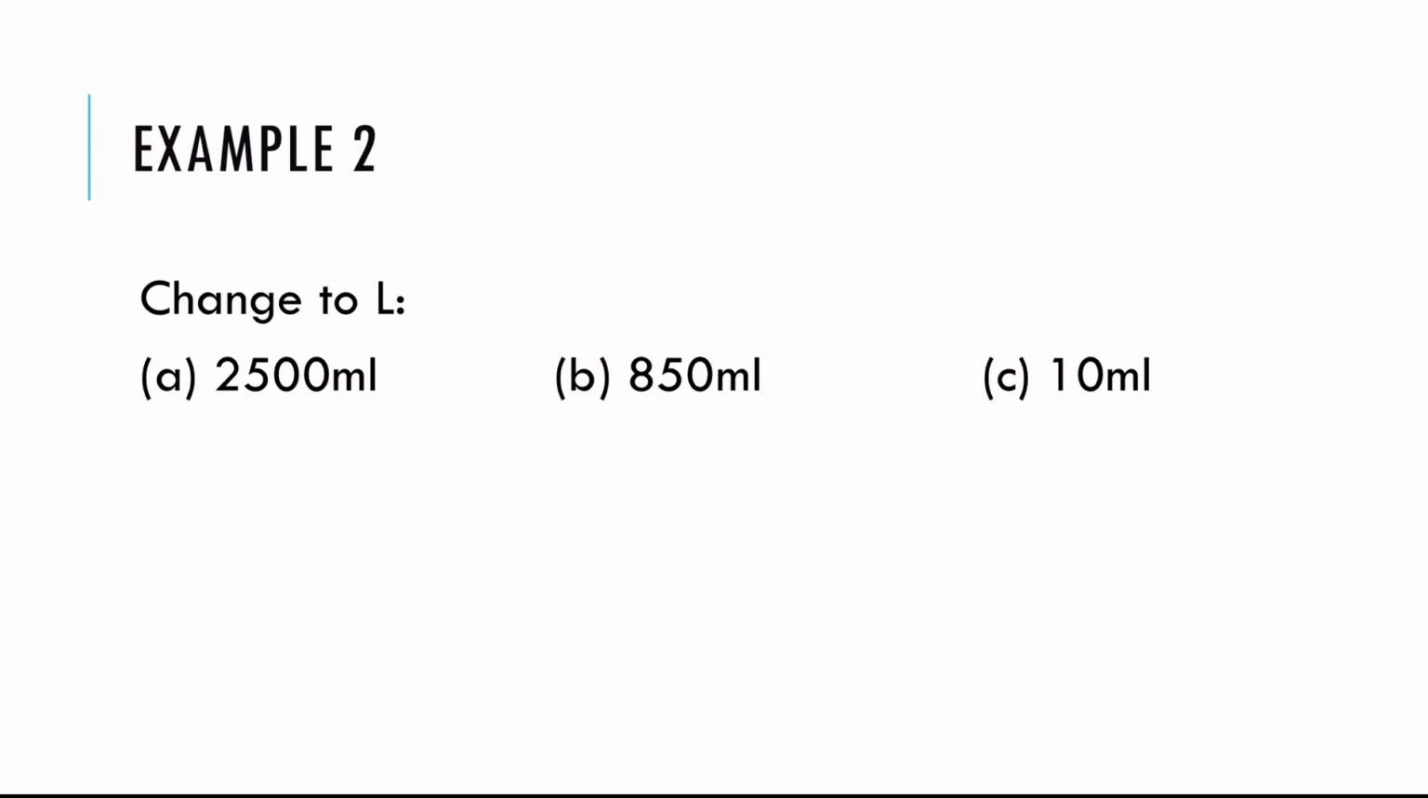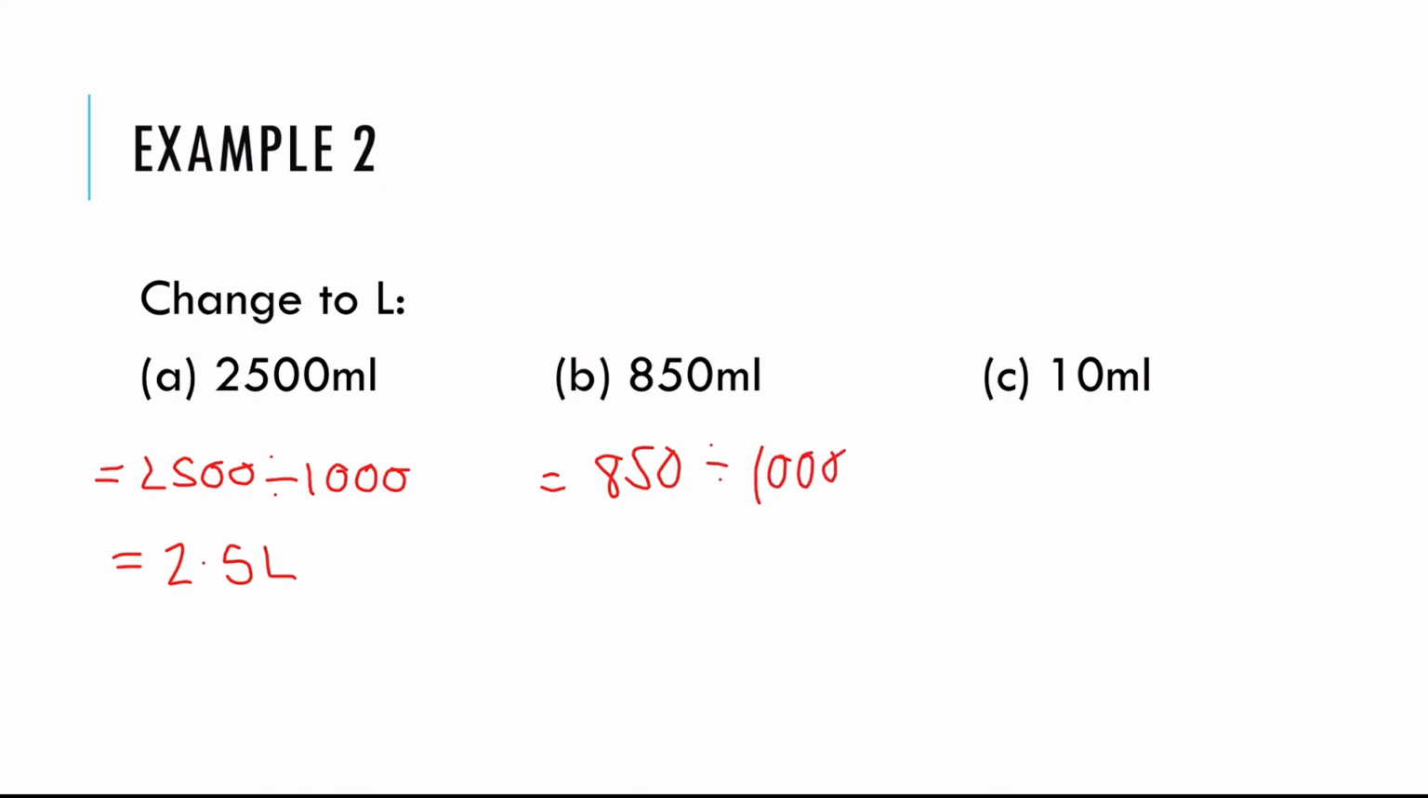So let's try that. Change from millilitres to litres. So we are going to divide by 1000. You do not need this middle line of working, but I'm just going to do it since it's the notes, to show you how I got there. So divide by 1000, that's 2.5 litres. Remember, dividing by 1000, there's 2 zeros there we can take away, and then we've still got to move everything one place. 850 divided by 1000 is going to give me 0.85 litres, and 10 divided by 1000 is going to give me 0.01 litres.